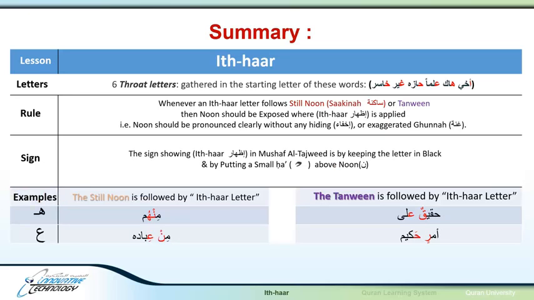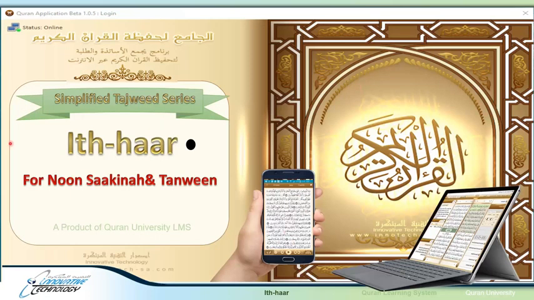Then we took examples for each one of these letters, such as the Ha and Ayn. For the Nun Sakinah, for example, minhum, and for the Ayn, min ibadihi, and for the Tanween, such as haqiqun ala and amrin hakim. And with this summary, we reach the end of our lesson on Ith'haar for Nun Sakinah and Tanween.